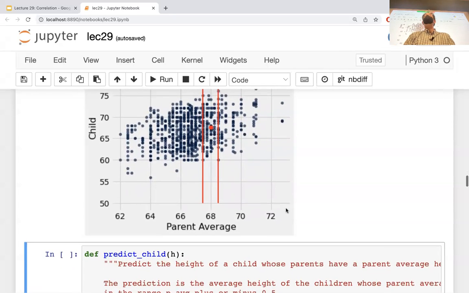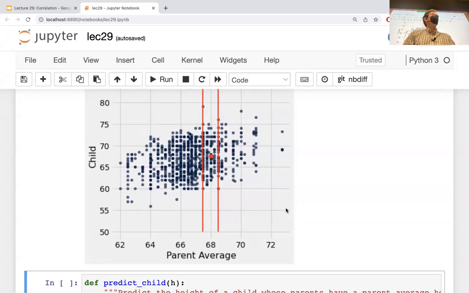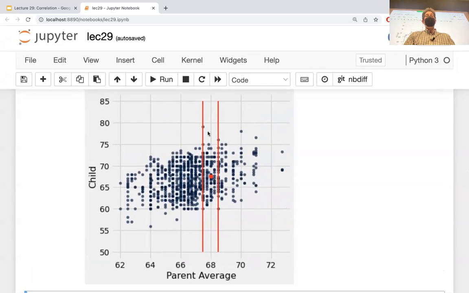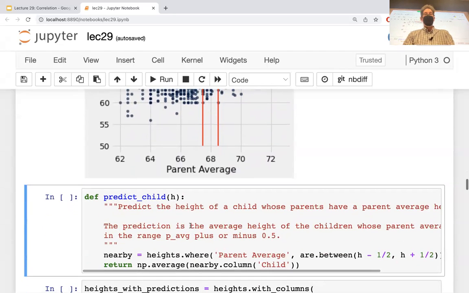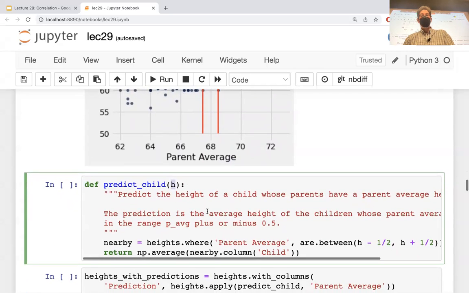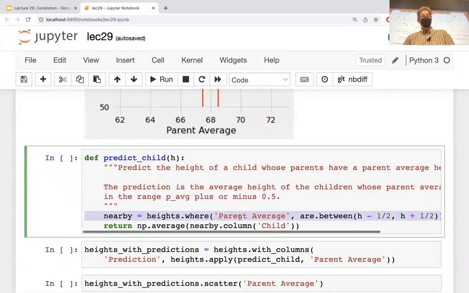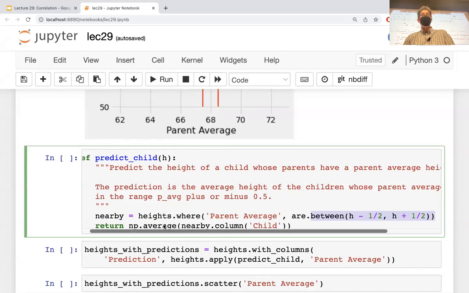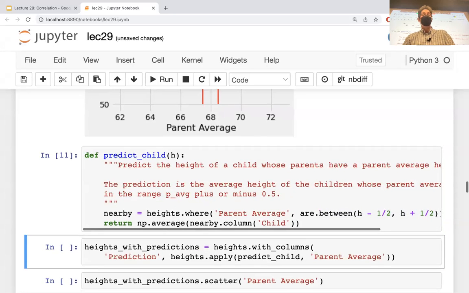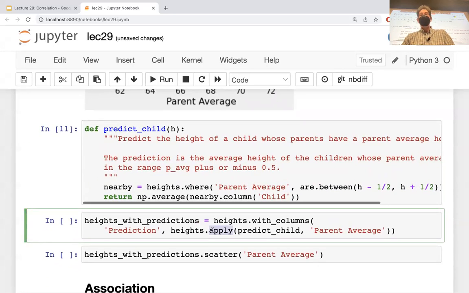And that's kind of as far as we could get in the early part of the course. We could do something fancy like say, well, we did this logic for 68, but we could have done the same logic for 66 or 64. And so we wrote a function to do that. Given any average height of the parents, find all the children who have a parent average that's similar, and then average the height of the children. We wrote this function before, and we used apply in order to call it on every single different child in the data set.